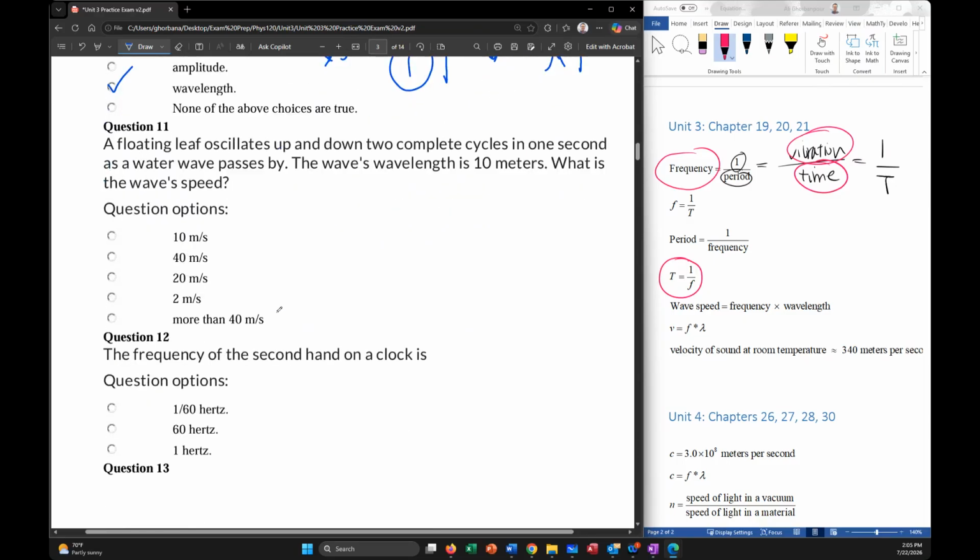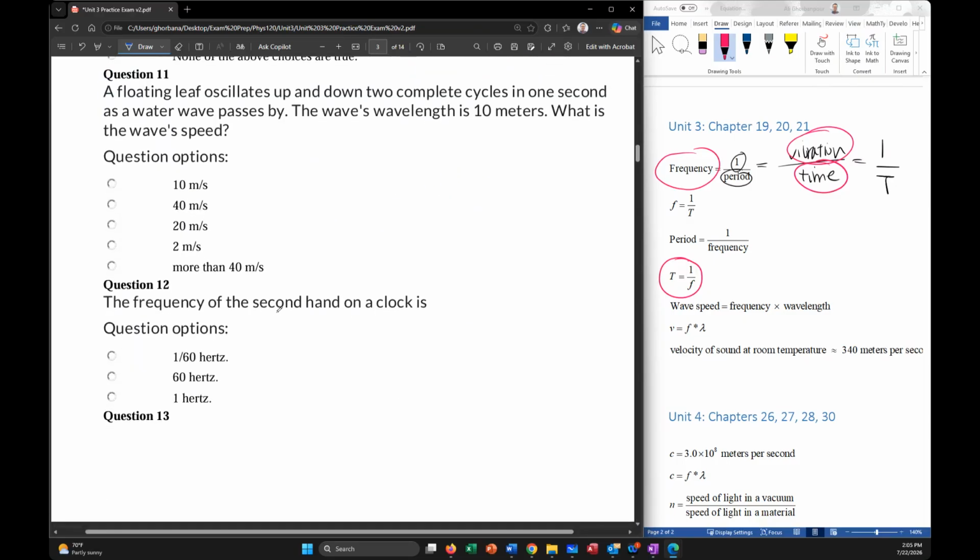Number 11. A floating leaf oscillates up and down to complete a cycle in 1 second. There you go. This is the vibration frequency definition. And it's telling that if the wavelength, lambda is wavelength, 10 meter, what is the speed?